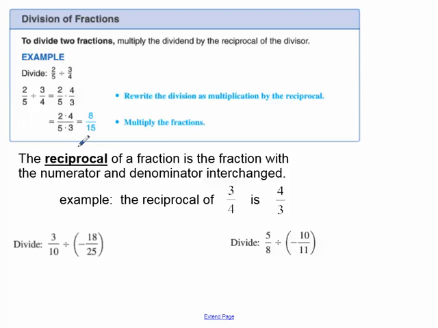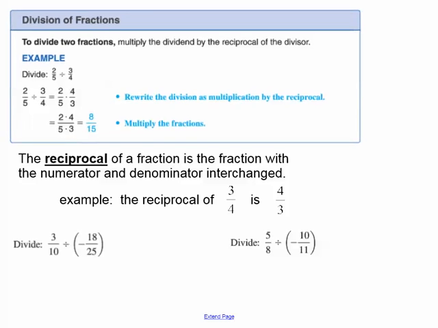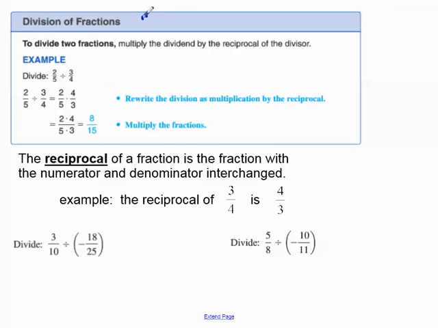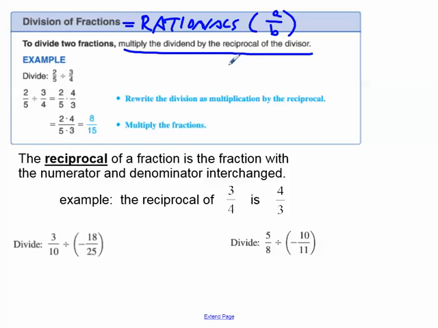If we're talking about division of fractions or division of rationals, something in the form of a over b, then essentially what we do is we multiply the dividend by the reciprocal of the divisor. A lot of words there.